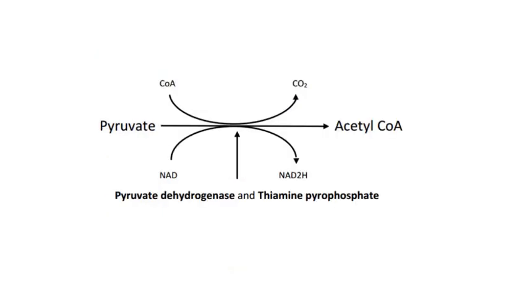Now we will see the chemical reaction by which pyruvate is converted into acetyl-CoA. Here 2 enzymes are needed. One is pyruvate dehydrogenase and another is thiamine pyrophosphate. Here NAD is reduced and one molecule of carbon dioxide is removed.